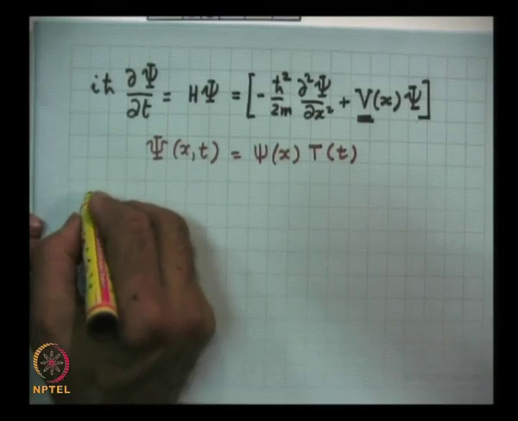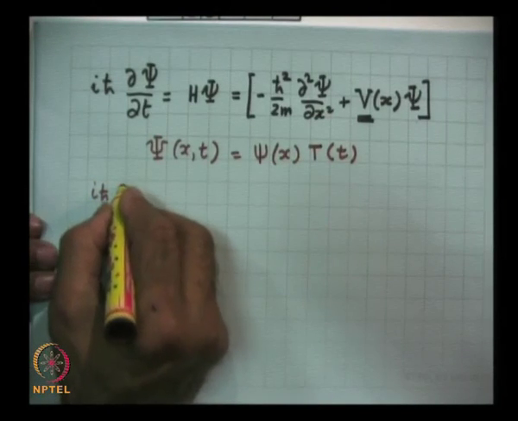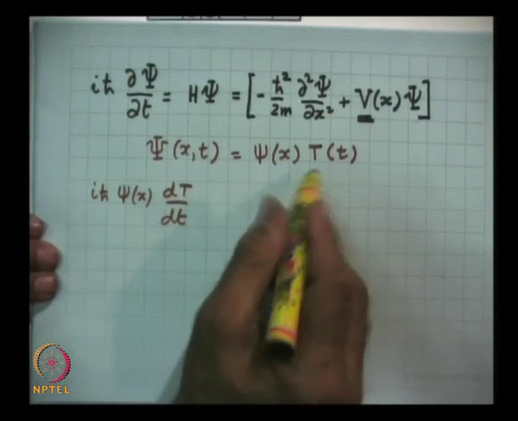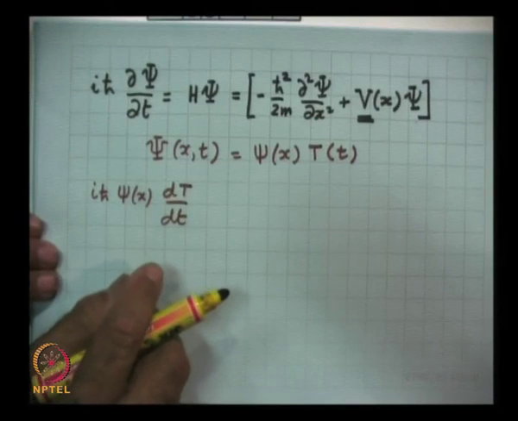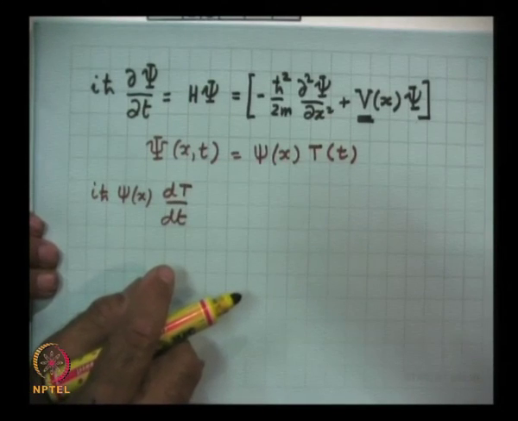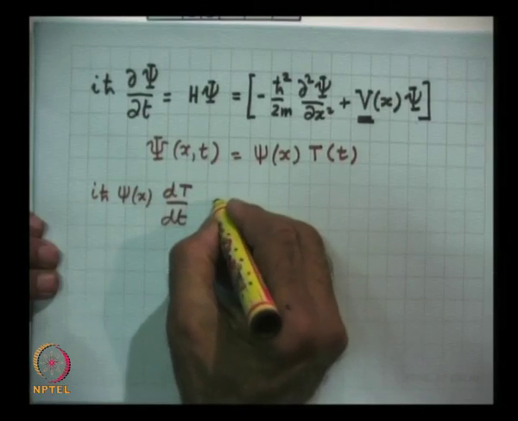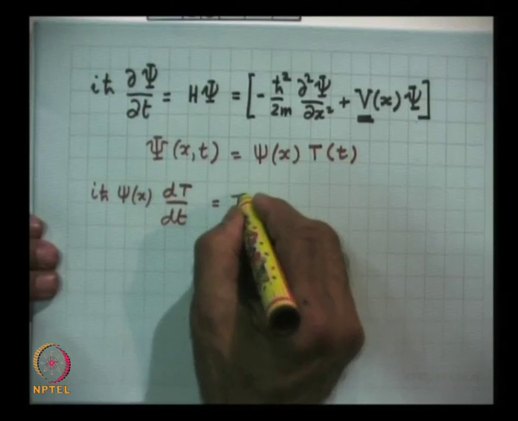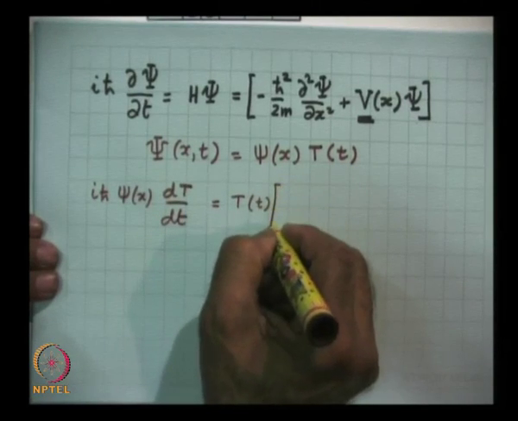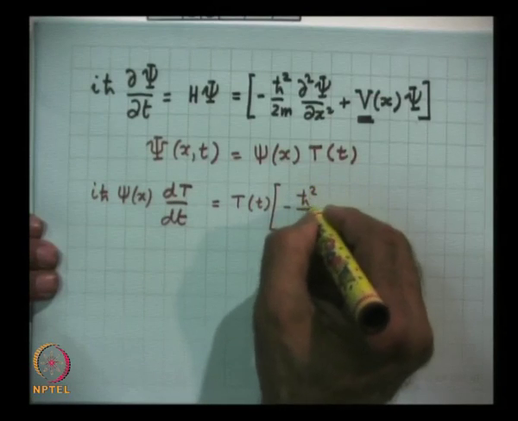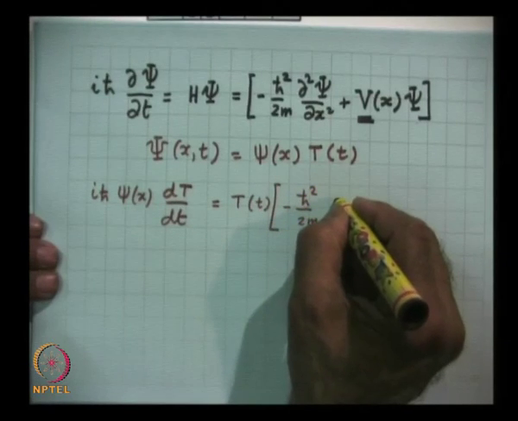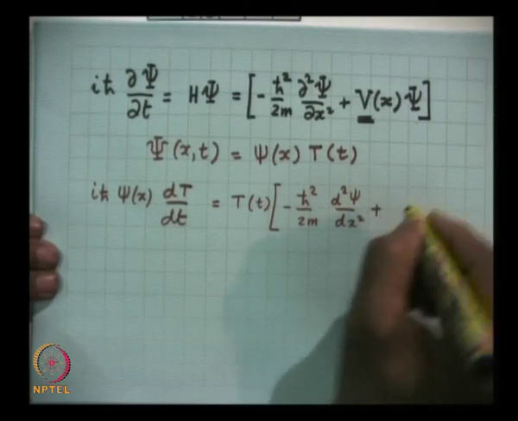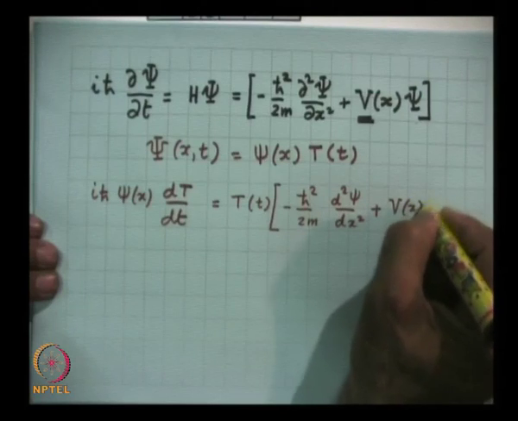So, this term will become i h cross psi of x into dT by dt, because this is known as the method of separation of variables, and this term becomes psi of x T of t. So, T of t I take outside, and it becomes minus h cross square by 2m d 2 psi by dx square plus V of x into psi of x.